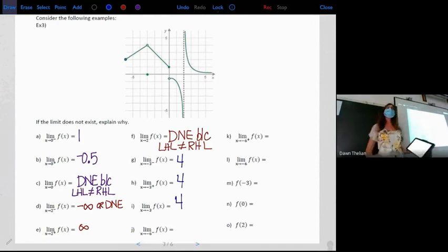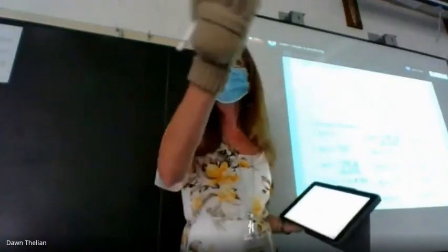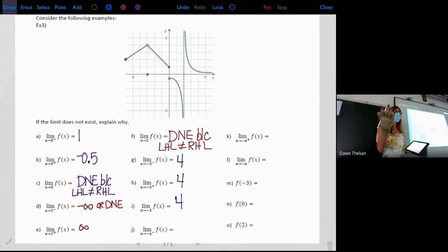But some of you might be sitting there like, well, what do you mean it doesn't matter? The hole in the graph means the y value doesn't exist. Why doesn't that matter anymore? Well, it doesn't matter because of the limit. The y value doesn't exist there.